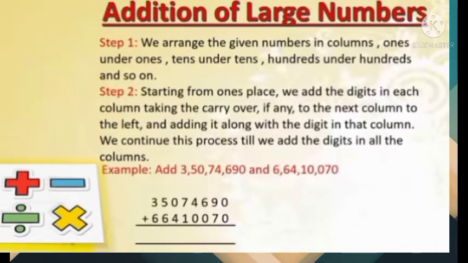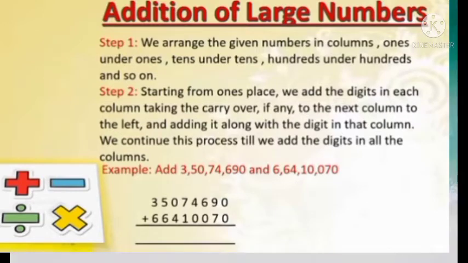For example, 2 numbers are given here for addition: 3 crore 50 lakh 74,690 and 6 crore 64 lakh 10,070. We will arrange addend 1 first and addend 2 below it. Now let's start addition from extreme right, that is ones place. 0 plus 0 is 0. 9 plus 7 is 16. Now from 16, 1 will be carried over to the next column and 6 will be written below.